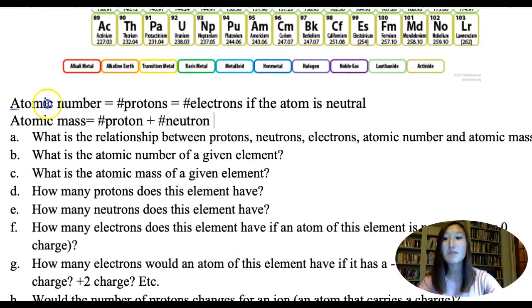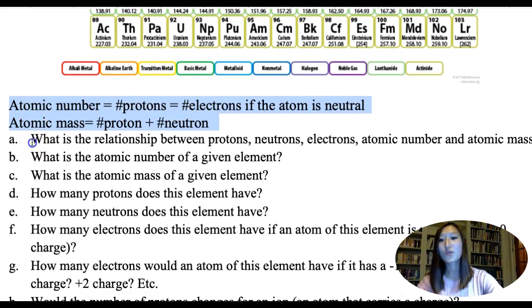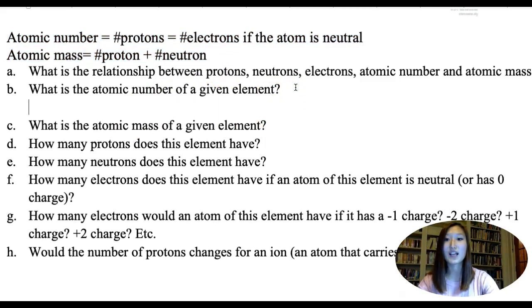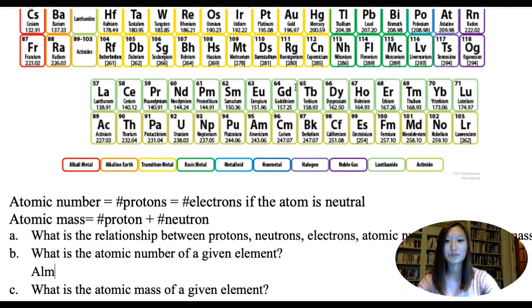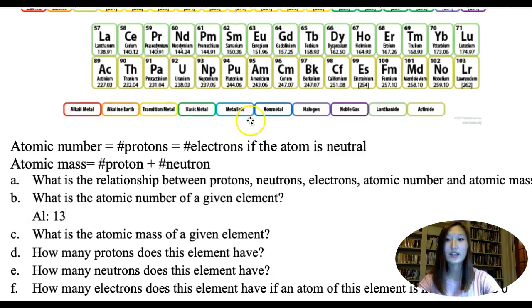Once you remember these two equations and understand how we came up with them, you can answer a lot of questions. For example, A asks, what is the relationship between protons, neutrons, and electrons? This is the relationship right here, and you can use this to calculate the atomic number of a given element. For example, if we look at aluminum, the atomic number is 13.